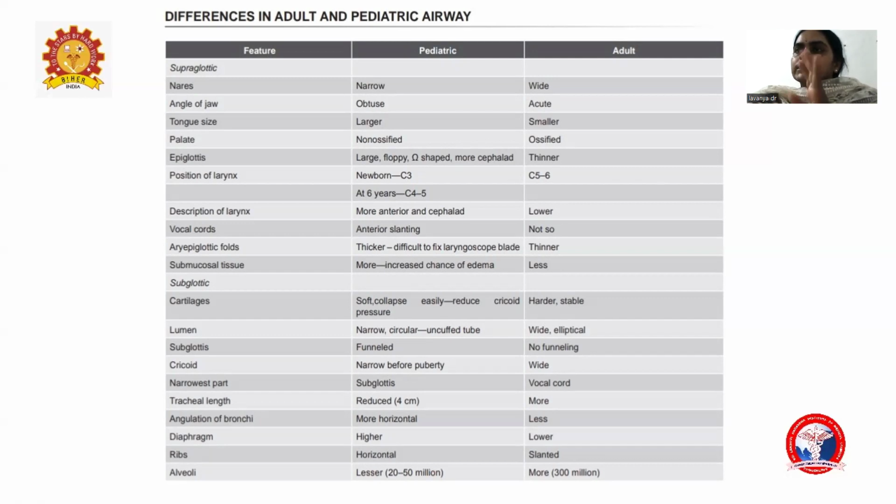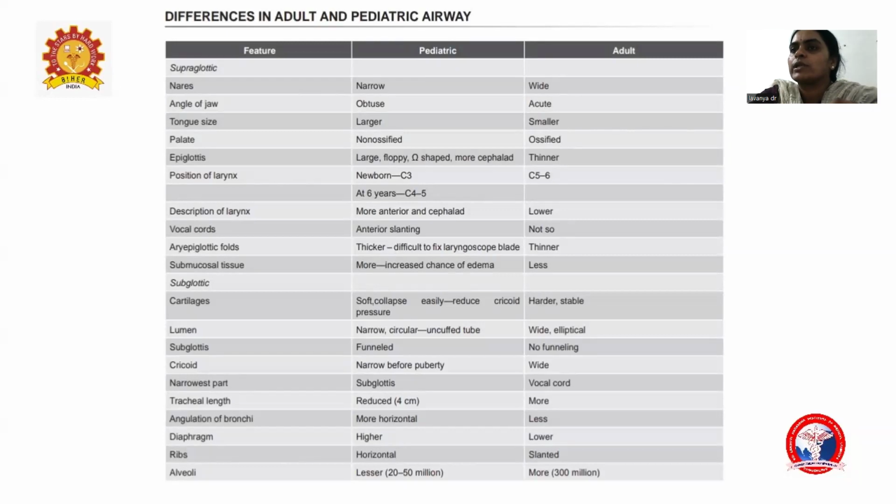Position of larynx in neonates is C3, and at 6 years of age, it reaches C4 and C5, whereas in adults, it is C5 to C6. In pediatrics it is much higher placed, which is again an indicator of difficult intubation. The larynx is more anterior and cephalad placed in pediatrics. Vocal cords are anteriorly slanting, while not so in adults. Epiglottic folds are thicker in pediatrics, so it is very difficult to introduce the laryngoscope during endotracheal intubation.